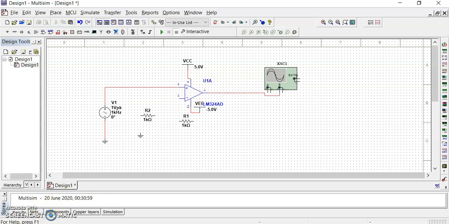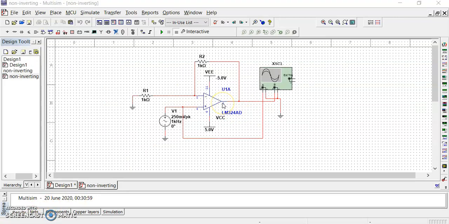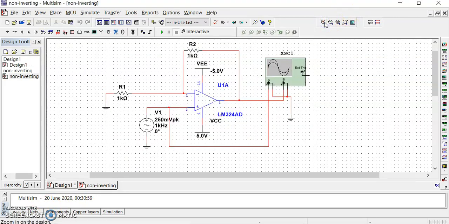Make the connections. For simplicity, I have flipped the op-amp, and for easy understanding I am zooming it. The RF value, the feedback resistance, is 1 kilo ohm, and R1, the input resistance, is also 1 kilo ohm. My input voltage is 250 millivolts peak, so the peak to peak input voltage is 500 millivolts, the input frequency is 1 kilohertz, and the phase difference is 0 degrees.